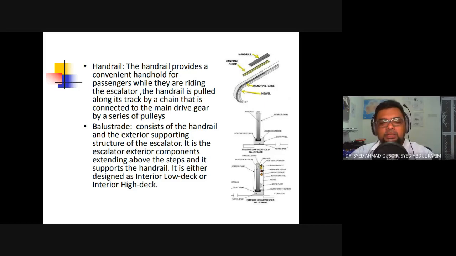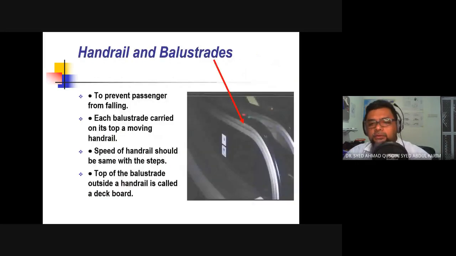Then the balustrade consists of the handrail and the exterior supporting structure of the escalator. It is the exterior component standing above the step, just like a typical ladder, and it supports the handrail. It can be either a low deck or an interior high deck. So here is another photo of the handrail and the balustrade.